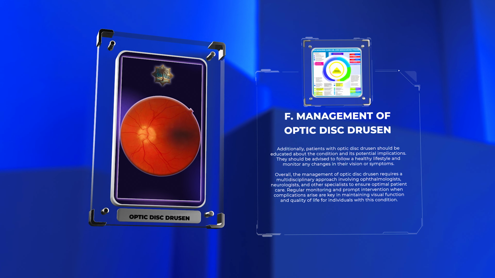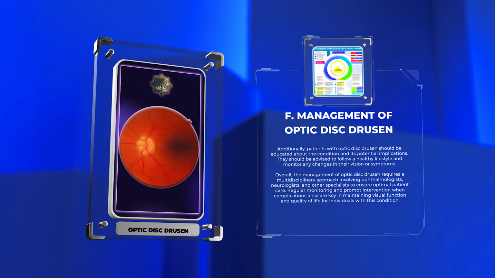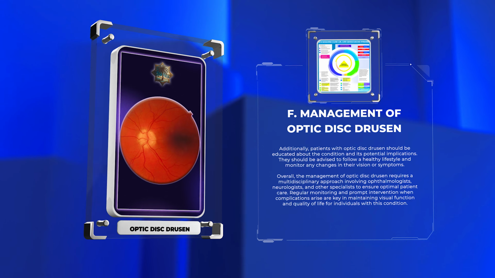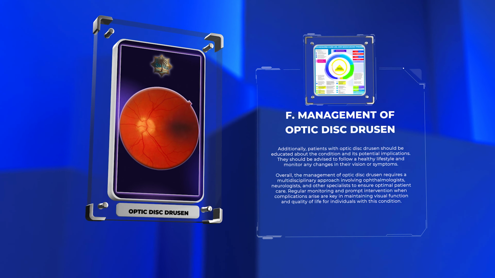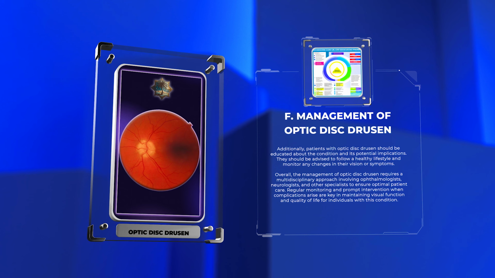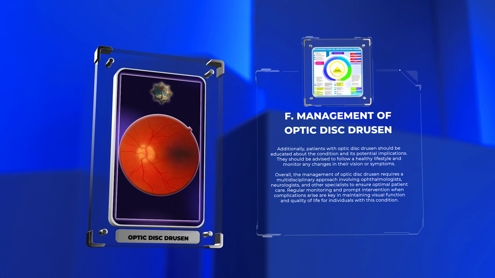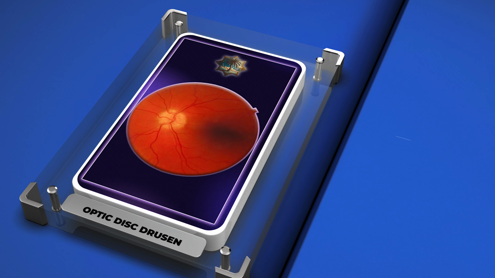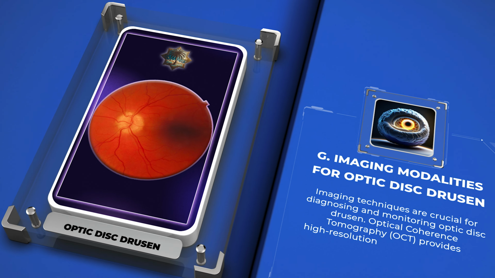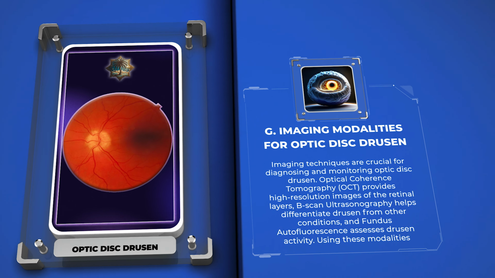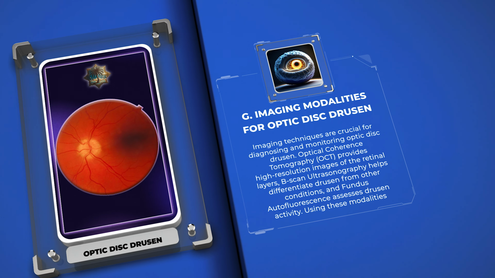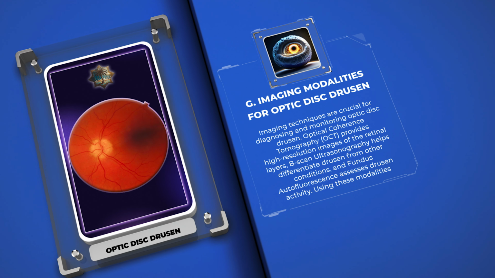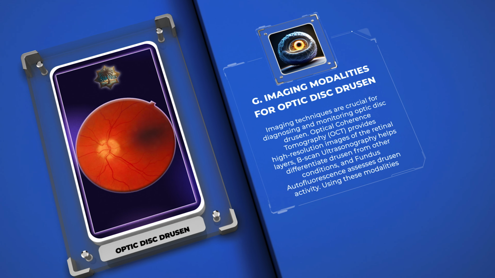Overall, the management of optic disc drusen requires a multidisciplinary approach involving ophthalmologists, neurologists, and other specialists to ensure optimal patient care. Regular monitoring and prompt intervention when complications arise are key in maintaining visual function and quality of life for individuals with this condition. Imaging techniques are crucial for diagnosing and monitoring optic disc drusen. Optical coherence tomography, OCT, provides high-resolution images of the retinal layers. B-scan ultrasonography helps differentiate drusen from other conditions, and fundus autofluorescence assesses drusen activity. Using these modalities together improves accuracy and monitoring.